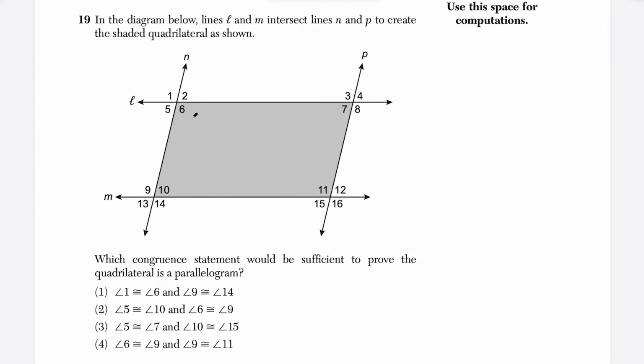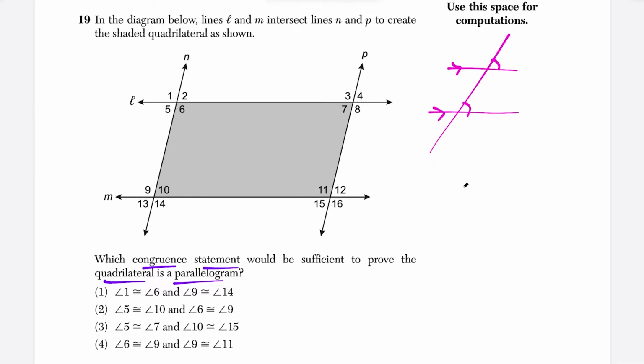Question 19, we have this diagram below, and we want to know which congruent statement would be sufficient to prove that the quadrilateral is a parallelogram. So for this question, there's a few theorems that are pretty helpful here. Anytime we have two lines that are being cut by a transversal, and we know that the corresponding angles formed are congruent, that tells us that the lines involved are parallel.